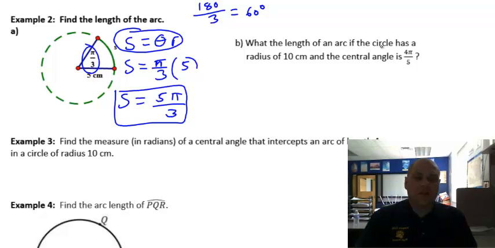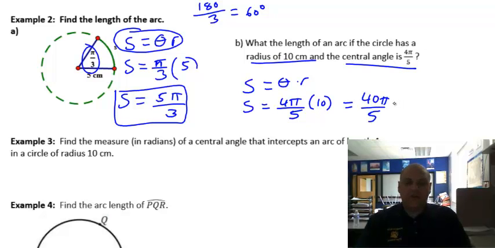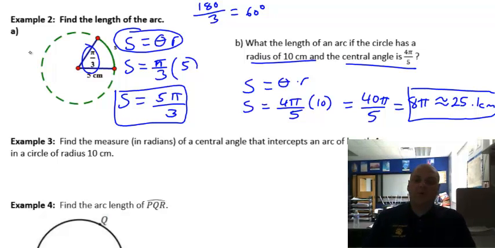What is the length of the arc if the circle has a radius of 10 and a central angle of 4 pi over 5? So same thing, S equals theta times R. Theta is 4 pi over 5, and then the radius is 10. So that's going to be 40 pi over 5, which is going to be 8 pi. And then if you want to turn that into a decimal, it's about 25.1 centimeters. All right, so 8 pi or 25.1 centimeters.